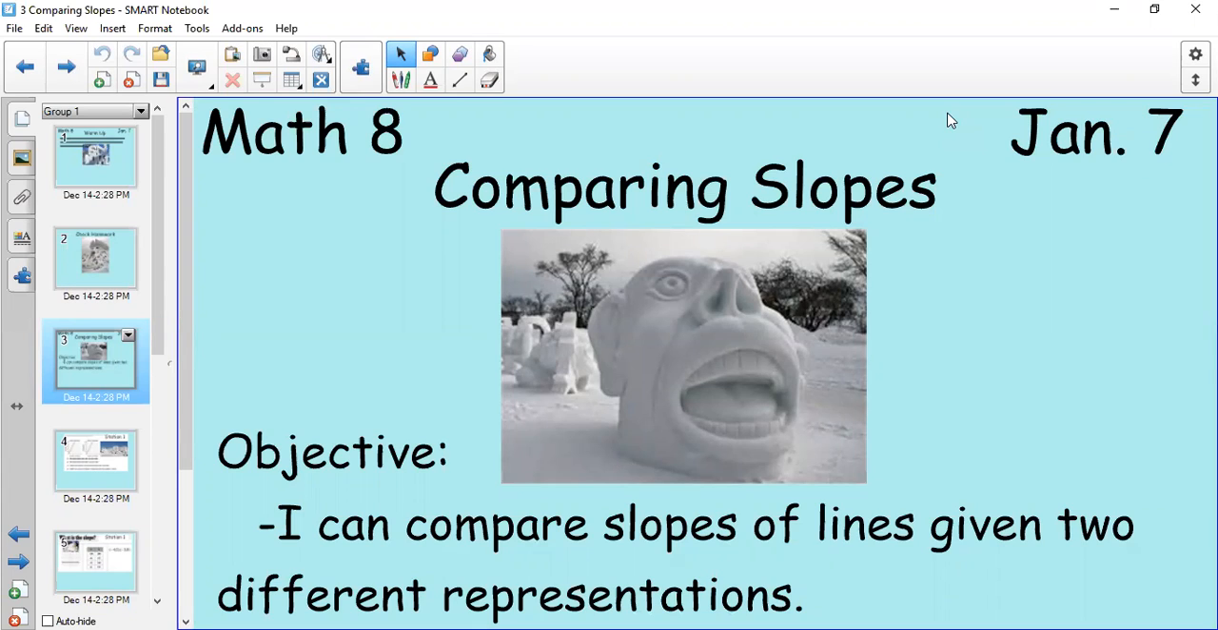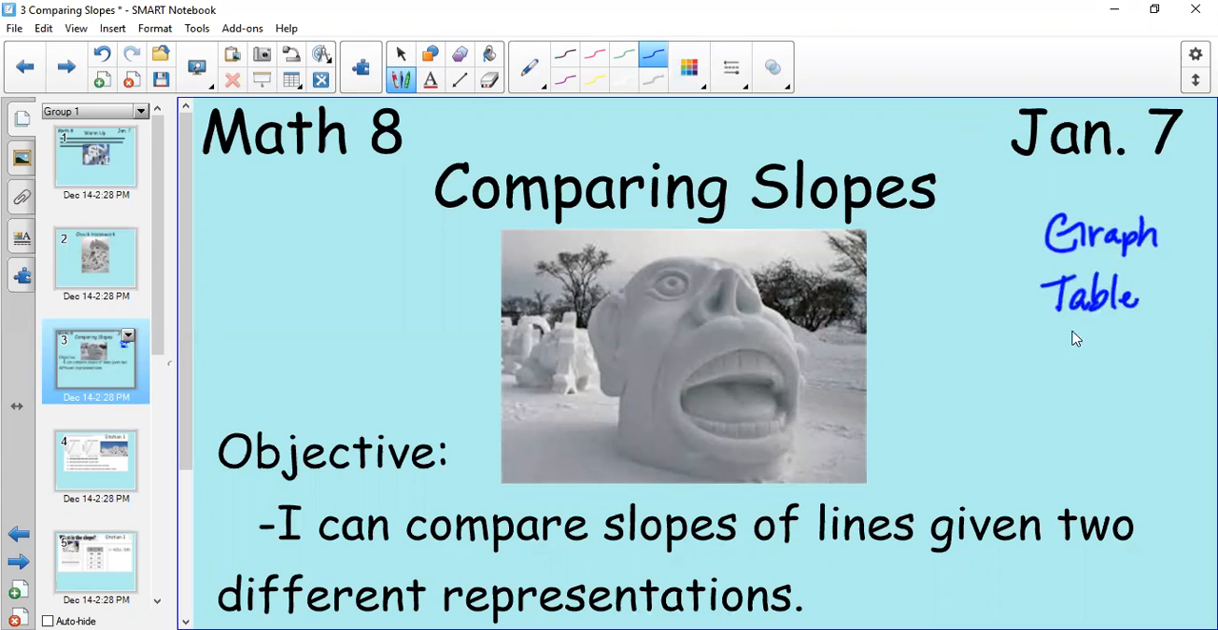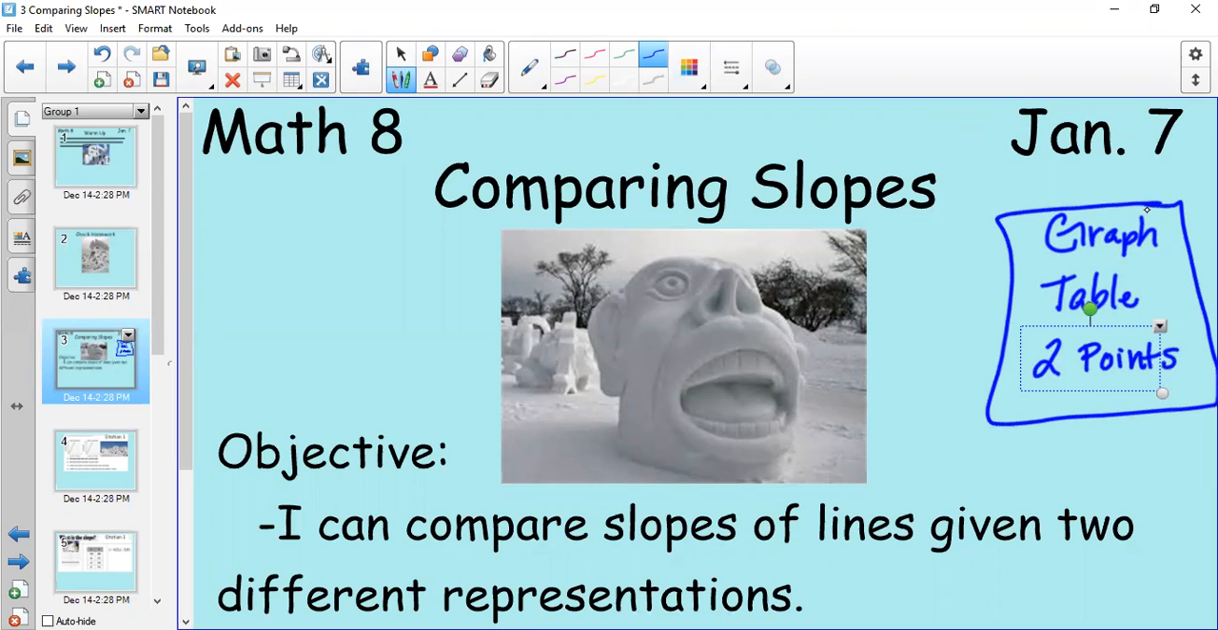Welcome everyone. Tomorrow we have a quiz on 3 things: how to find slope given a graph, how to find slope given a table, and how to find slope given 2 points. In this lesson we're going to be reviewing those 3 things, and we're also going to be comparing the slopes. We might be comparing a graph with a graph, or a graph with a table, or a table with 2 points. This actually, as we go through it, is part of your homework.